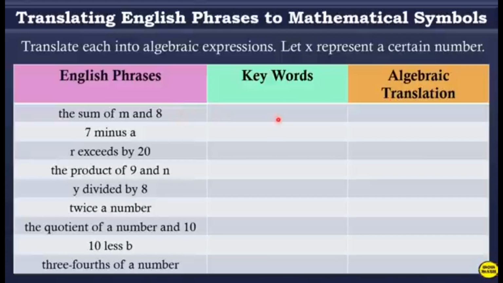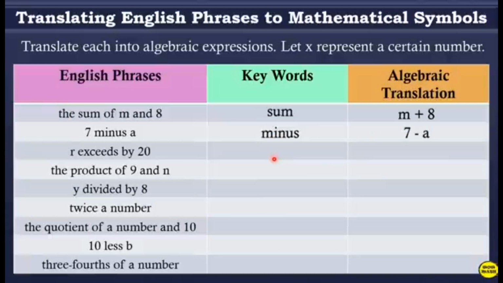The keyword that we have in here is the word sum. The sum here represents the operation addition. So it is the sum of m and 8. Therefore, in translating this one, we have m to be the variable, the sum, so we're going to have the plus, and 8. So we have m plus 8. Next, 7 minus a. The keyword is minus. So we have 7 minus a.